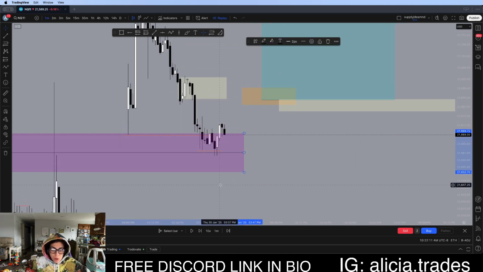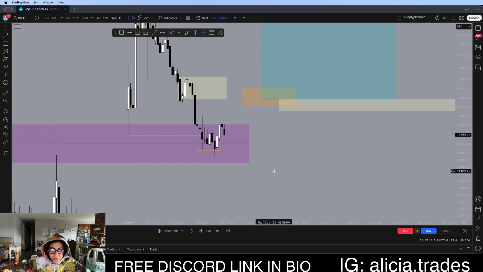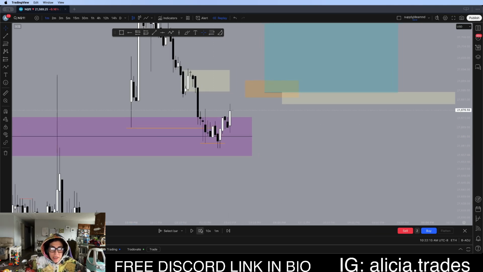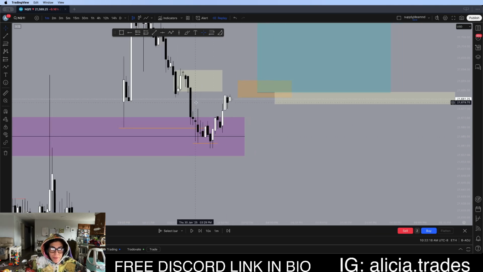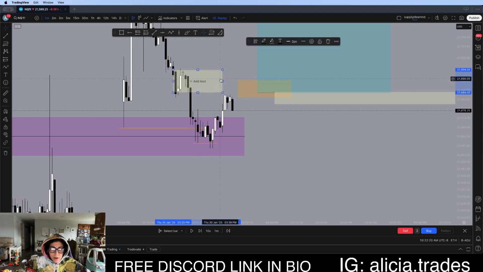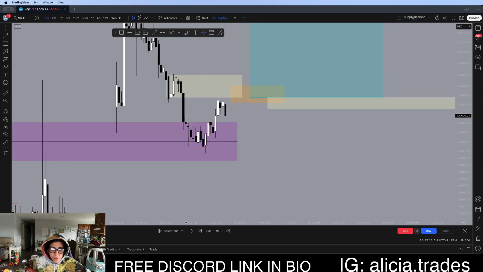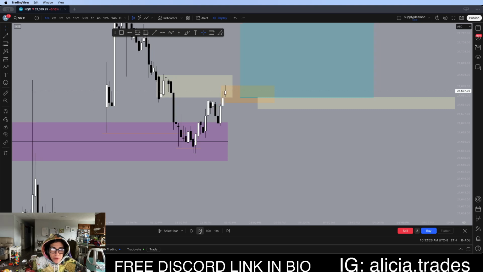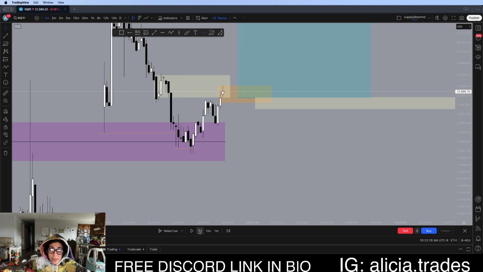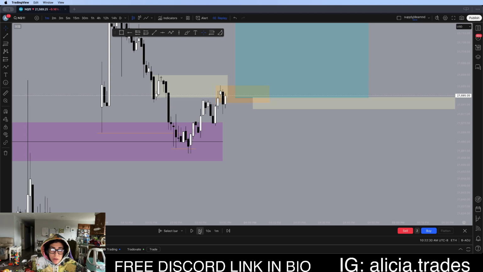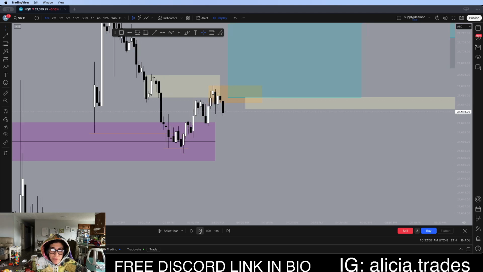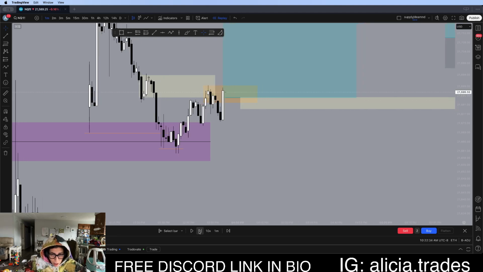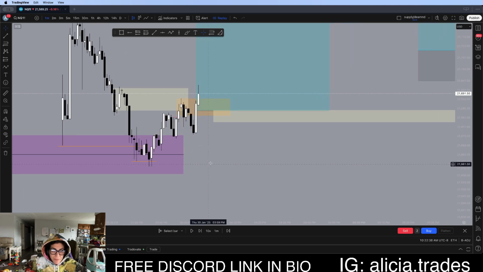So we'll wait to see what kind of reaction we get right here. This zone's right here. Haven't tapped it yet. Okay, boom. Tapped it. We're closing in it. We are closing in it. See, this is why you wait for it to break above and do a little retest.